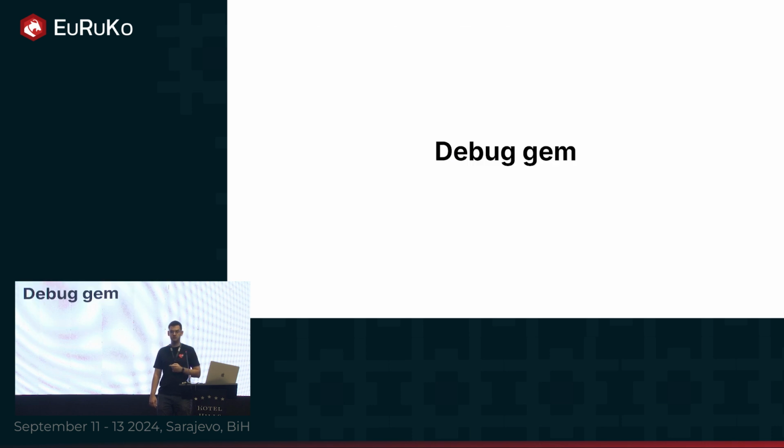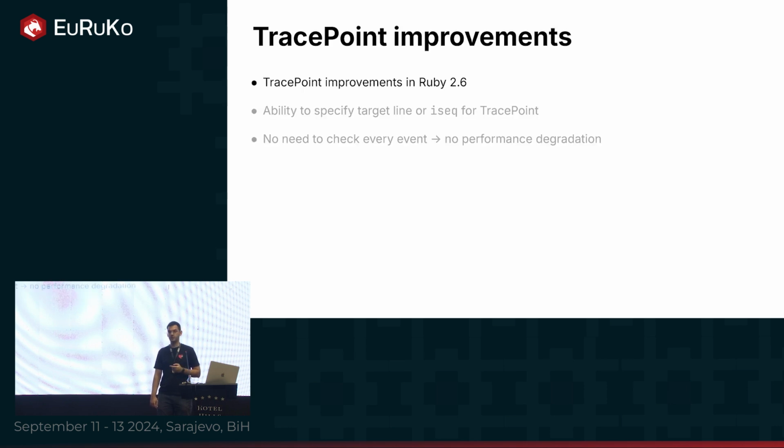But next debugger, DebugGem, solved this problem. But before we start with DebugGem, let's see the main feature that solved this problem for DebugGem. And this feature is trace point improvements. Trace point improvements were introduced in Ruby 2.6, and it mainly provides an ability to specify target line or ISEC for a trace point. With that improvement, you don't need to do a lot of checks to find your breakpoint.